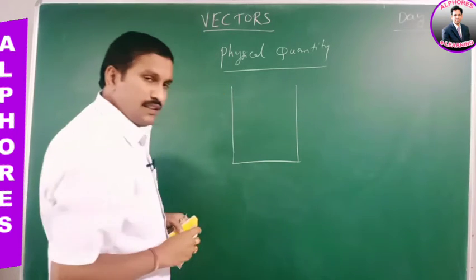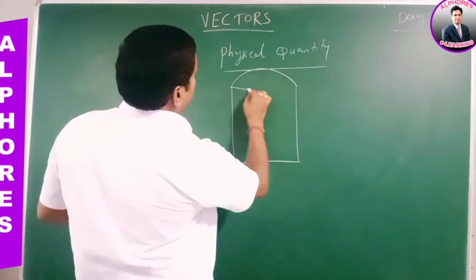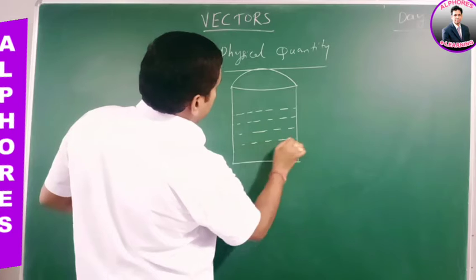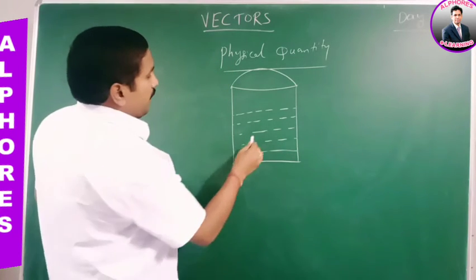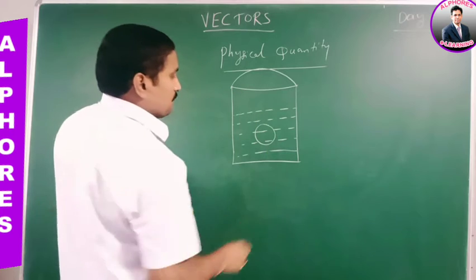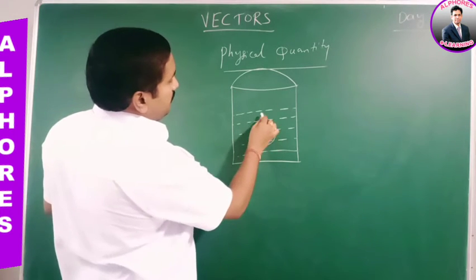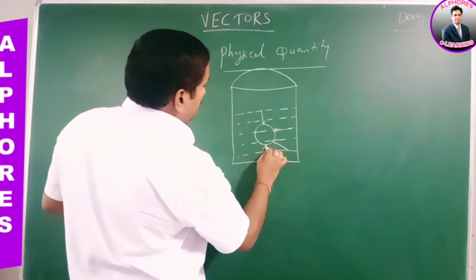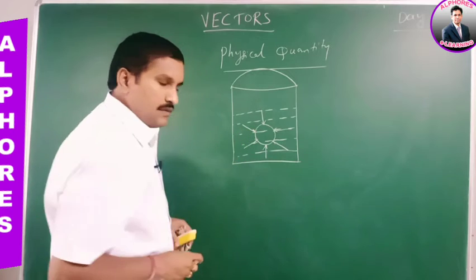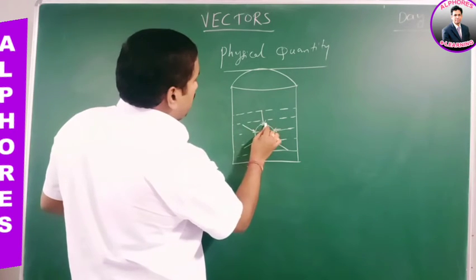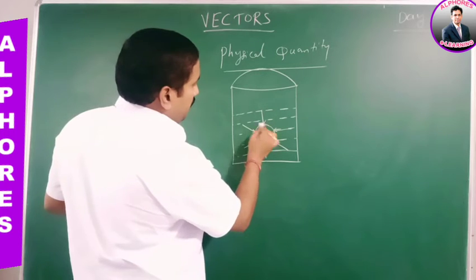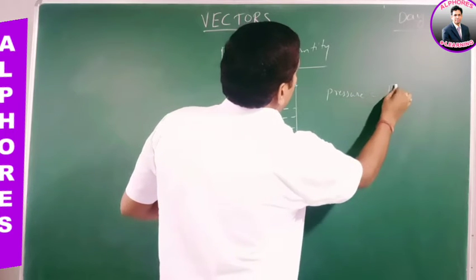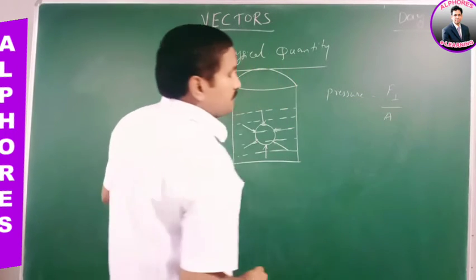Let us say this is a vessel I am taking, one side open, one side closed. Now let us say this is the liquid which is poured into the vessel. Suppose this is a body which is immersed into the liquid. The liquid applies the same amount of force in all directions. Is it correct? Now this force is perpendicular to the surface, that means pressure is equal to, what is the formula? Pressure is equal to perpendicular force per unit cross-section area.